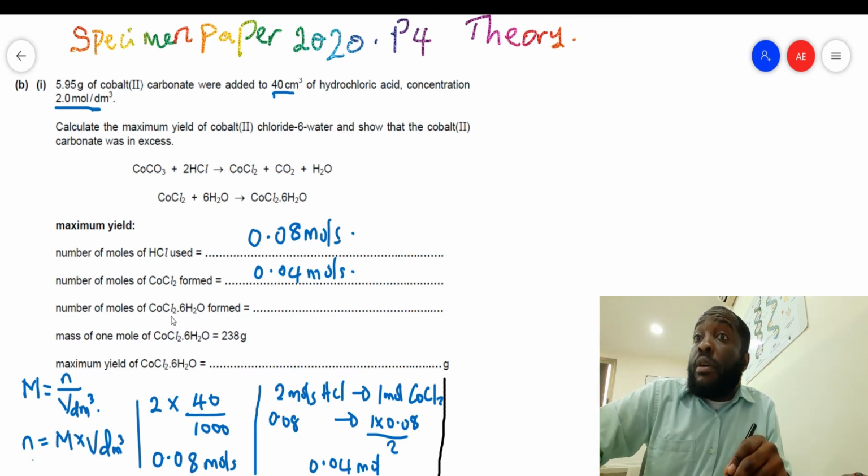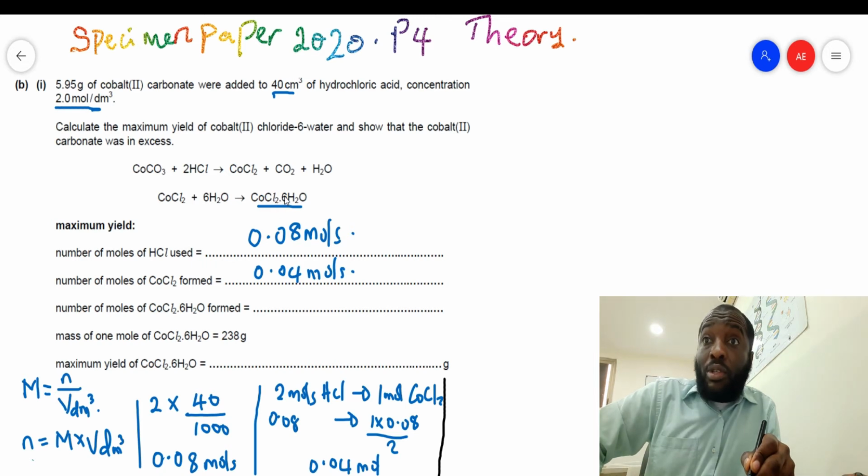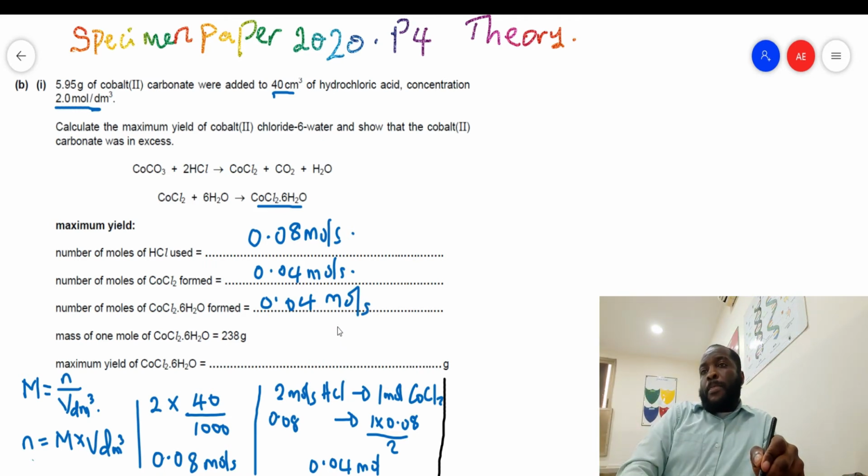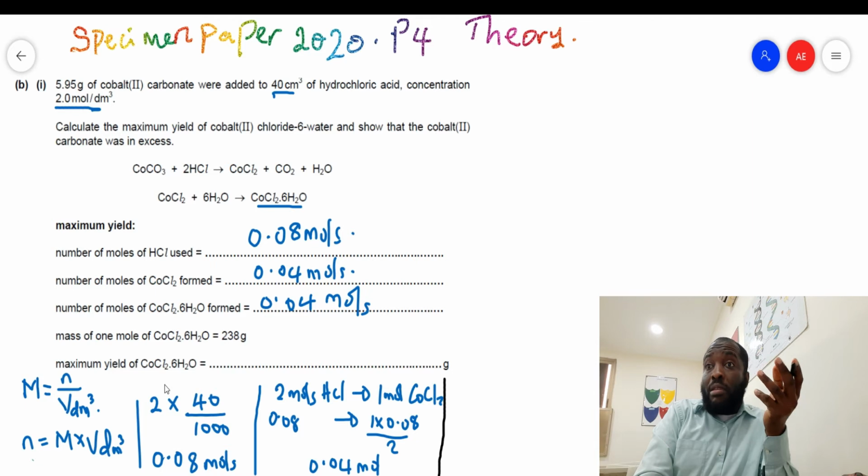The number of moles of cobalt chloride hexahydrate. Now, where is the hexahydrate? We have hexahydrate here. 1 mole of cobalt chloride gives us 1 mole of cobalt chloride hexahydrate. So 0.04 moles will still give the same thing, since the mole ratio is 1:1. Now the mass of 1 mole of cobalt chloride hexahydrate is 238 grams. So what is the maximum yield of this compound?